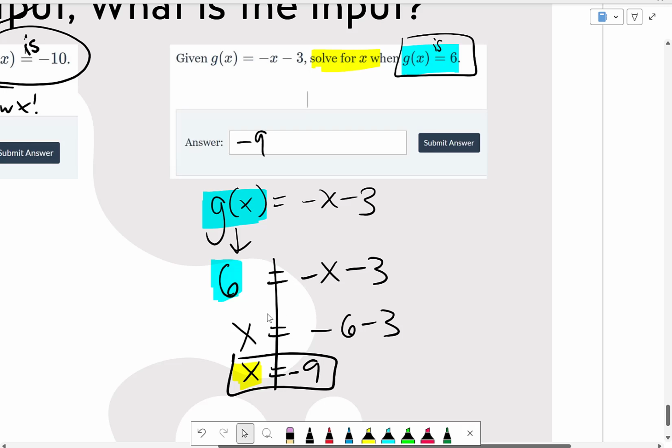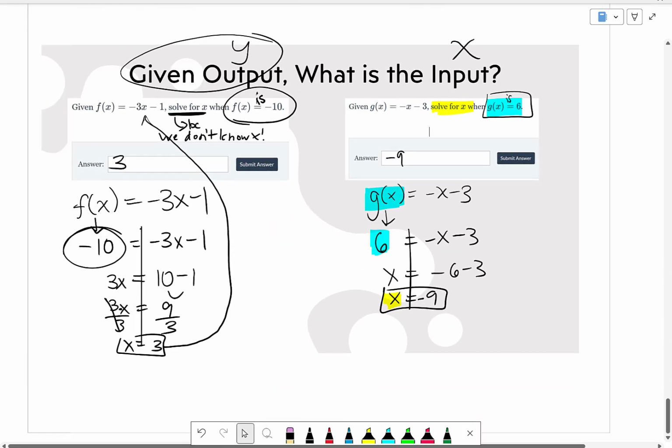All right, next activity that you have to do is the practice on Delta Math to make sure that you're ready to do the retake. Good luck.